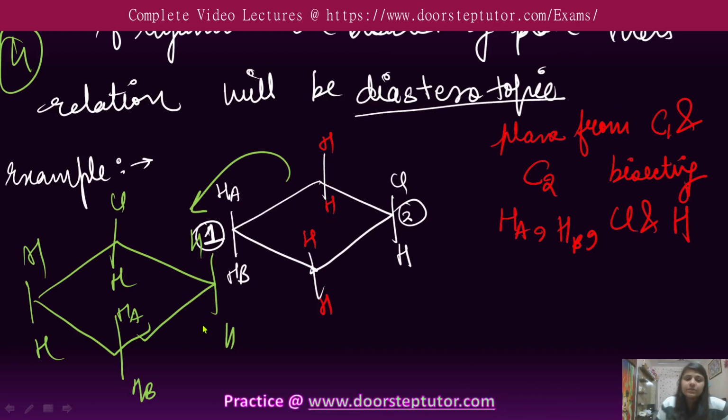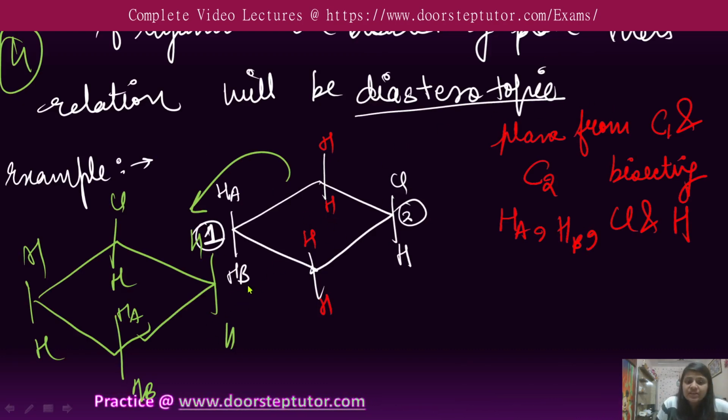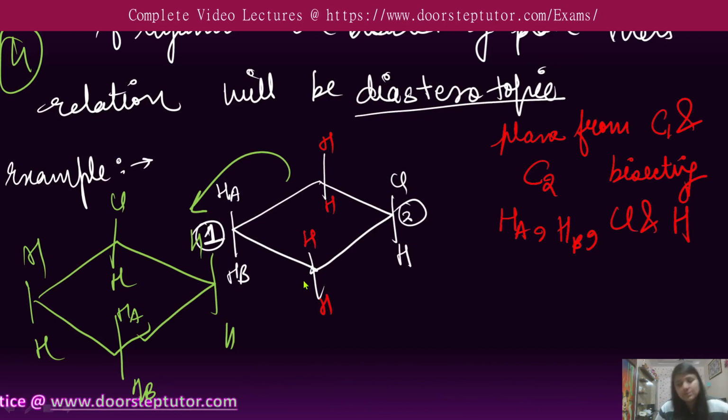Consider this particular example, Cl, H, Ha and Hb. If we pass a plane through C1 and C2, and the Ha, Hb, chlorine and hydrogen are bisected, then Ha and Hb have a diastereotopic relation.